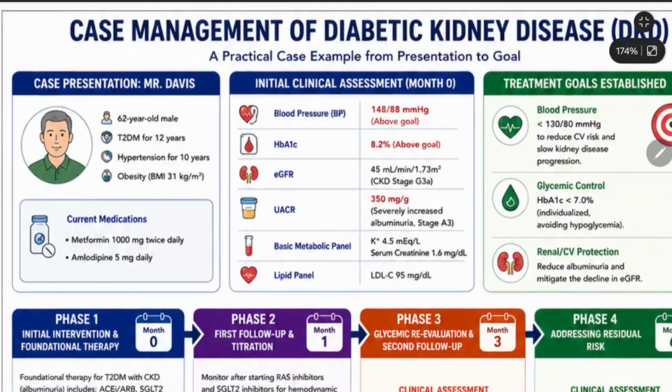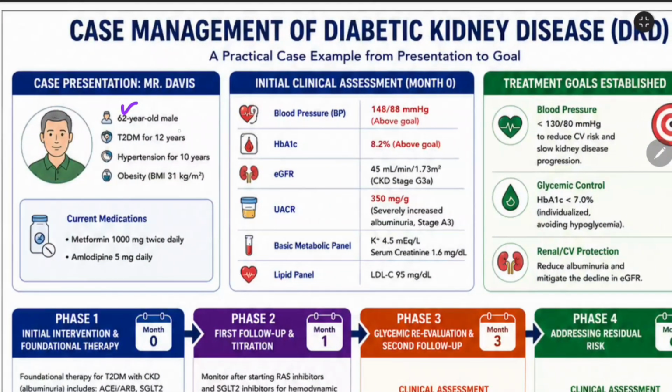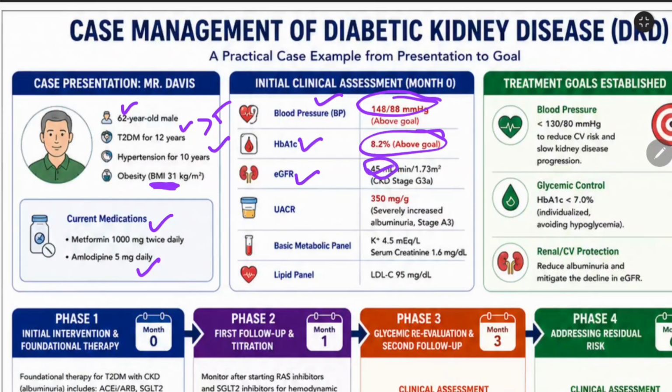This is a patient, a 62-year-old male, elderly, with diabetes for more than 5 years, hypertension for 10 years, obese, BMI 31. He is on metformin 1 gram twice daily and amlodipine 5 mg. We are checking: BP is above the goal, HbA1c is again above the goal, eGFR is 45, so it is G3A, UACR is increased, so the patient is having DKD. On the metabolic panel, potassium is 4.5 at baseline and creatinine is 1.6, so it is raised, so it is DKD.